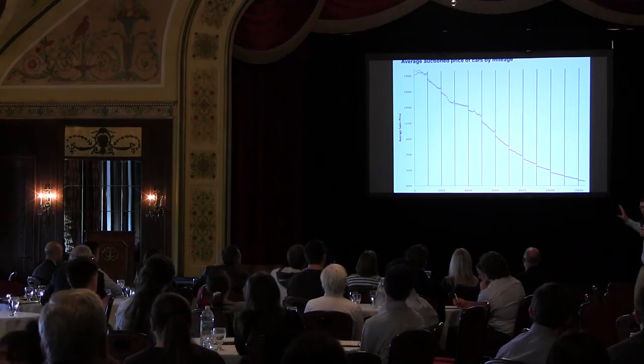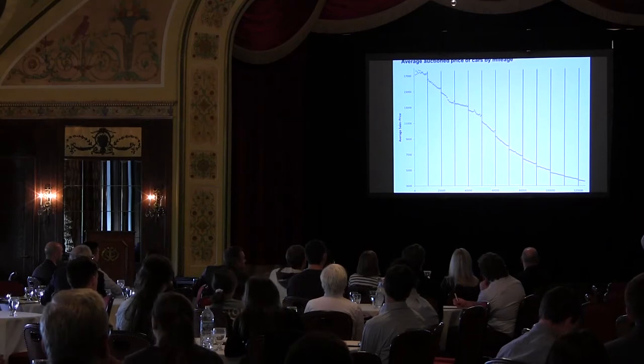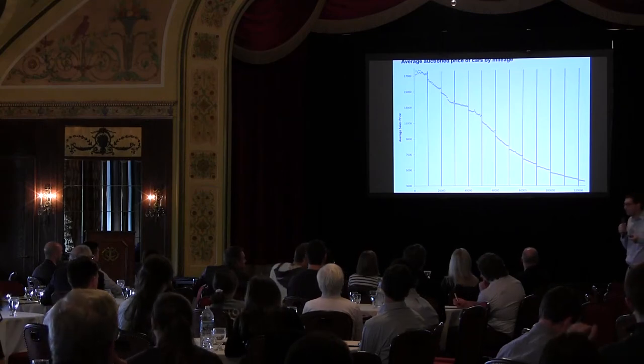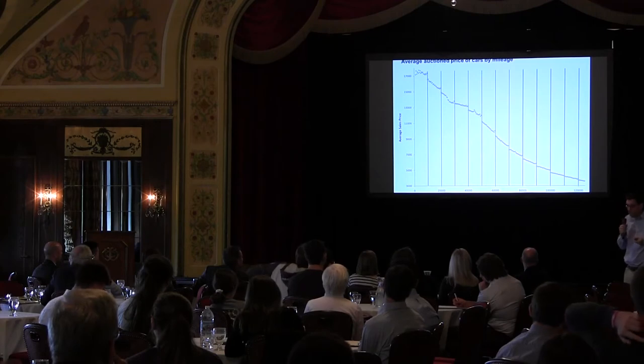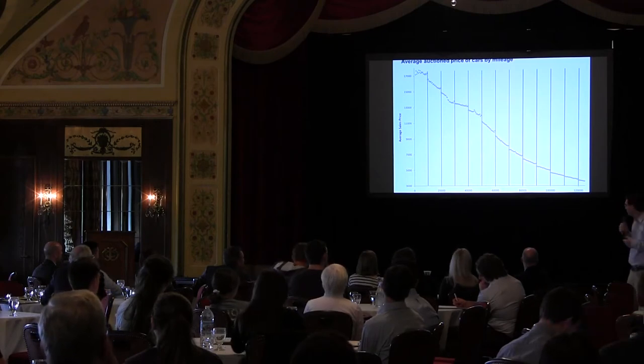Now this is the raw data. So the next thing that we do is we control for all of the observable characteristics that we have on these cars. We know a lot about them. We know their model, the make, their year, the auction they were sold at, what year they were sold, and everything.